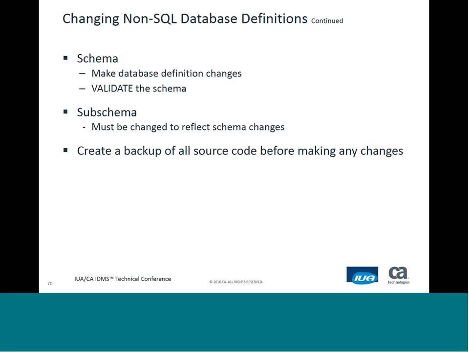So the first place that you're going to be making changes for any of these structural alterations is within the schema. The definition of the schema, as we know it, is that entity which defines all of the records, sets, elements, and areas that make up a database. So if you're going to remove a record, you update the schema to remove that record. Or to add a set, you add it within the schema.